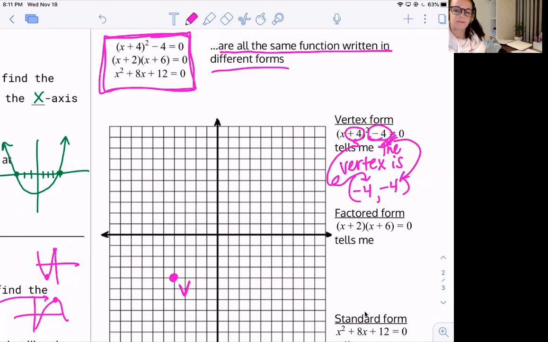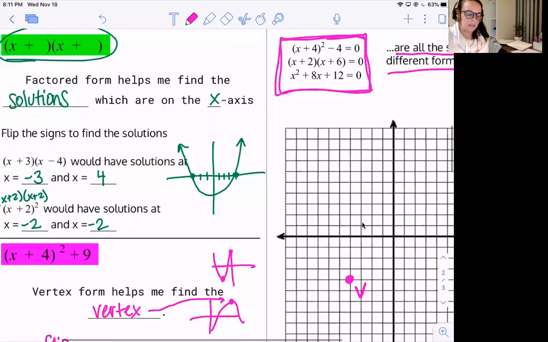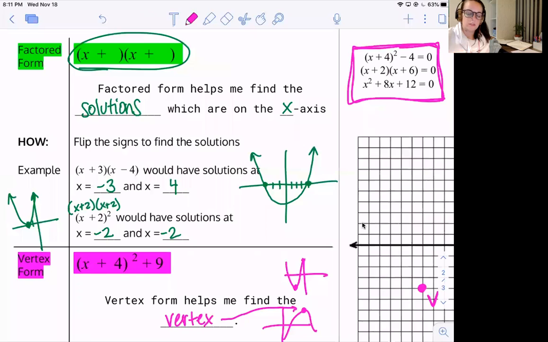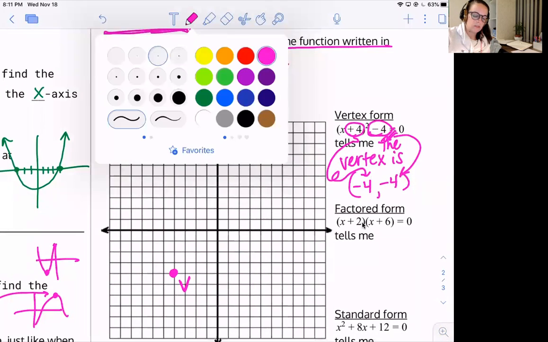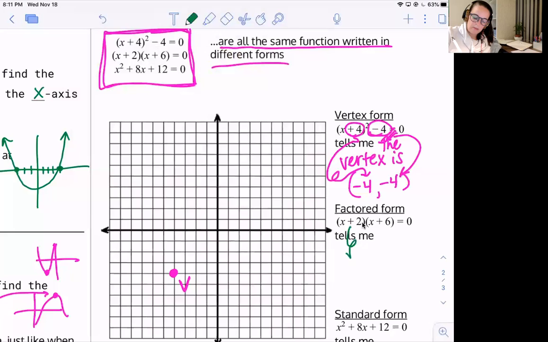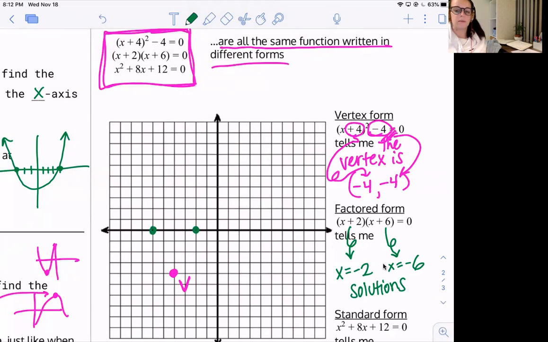That's my vertex. Remember my factored form, like this section, helps me find the solutions. So my solutions, this one here, remember I'm going to flip. One of my solutions is negative 2. And one of my solutions is negative 6. So I'm going to go ahead and graph these. Remember, these are my solutions. They're found on the x-axis at negative 2 and negative 6. Like that. Those are my solutions. All right, so I'm starting to see that little shape here. I expect it's going to go through up here somewhere.